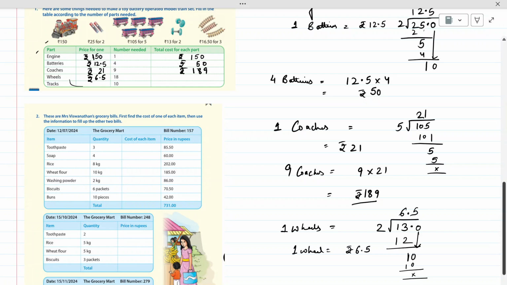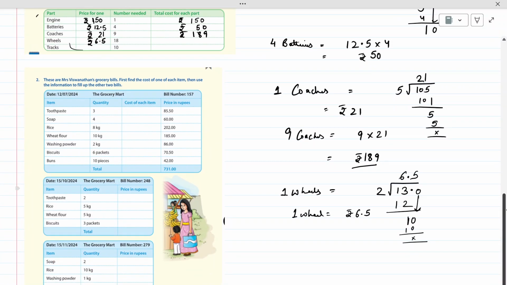Now the number of wheels required, 18 wheels are required. So when we say 18 wheels, the cost of 18 wheels will be the cost of one wheel multiplied with 18. Okay. So when we are multiplying this 18 with 6.5, we are going to get rupees 117. Now I'm writing rupees 117 here. The last one is tracks.